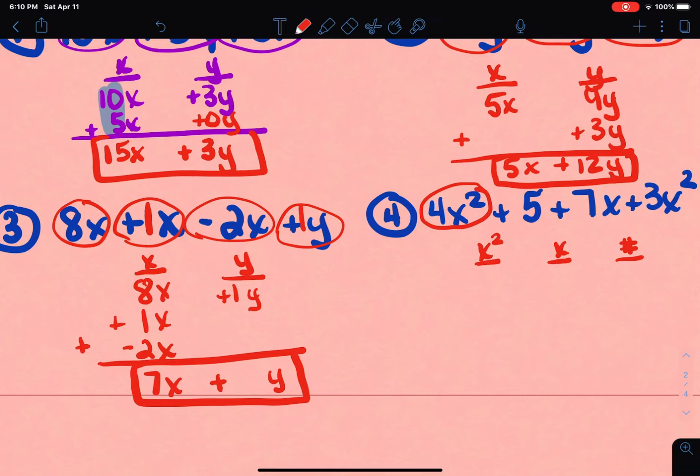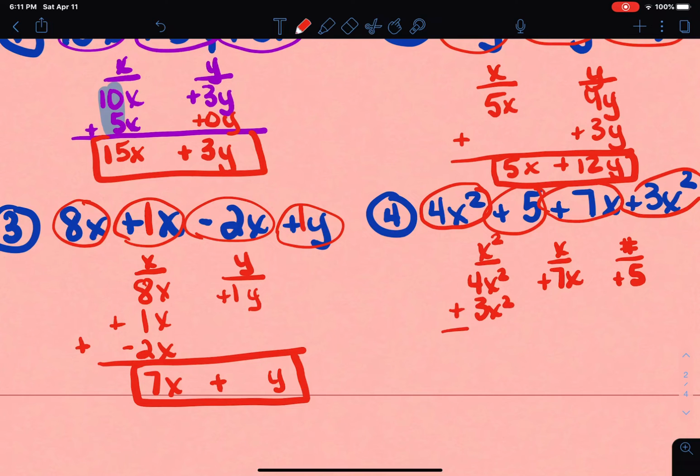So I have 4X squared plus 5 plus 7X plus 3X squared. So totaling this will give me 7X squared plus 7X plus 5.